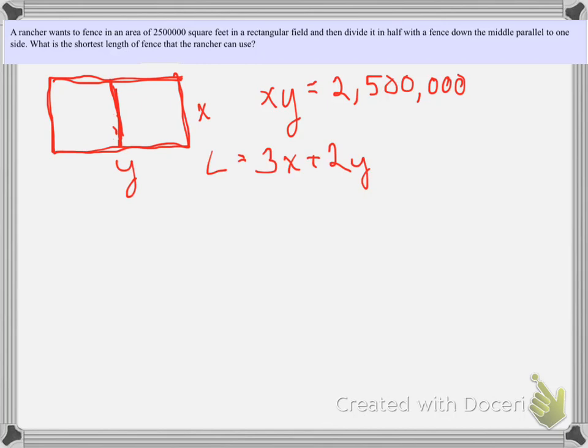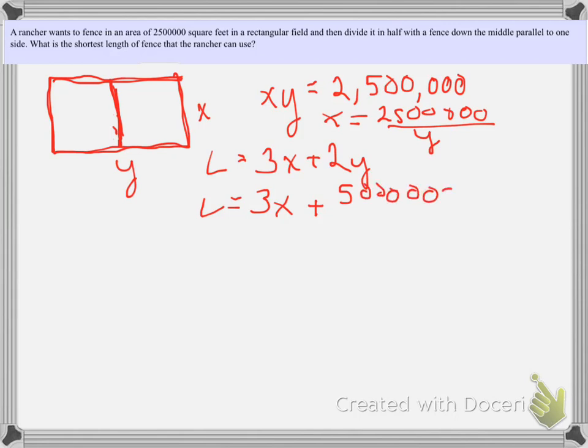So now let's get L all in terms of one variable. So we'll solve our constraint. So x is going to be 2.5 million over y. We'll plug that into our L. And multiplying it by 2 is actually going to make 5 million in the numerator. So I'm just going to go ahead and combine those two steps. So again, the 5 million came from the 2.5 million times that 2 there.